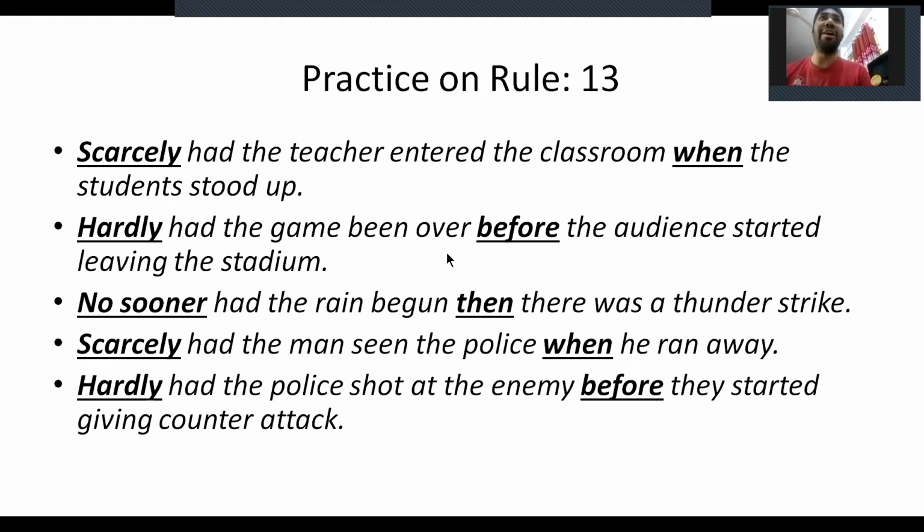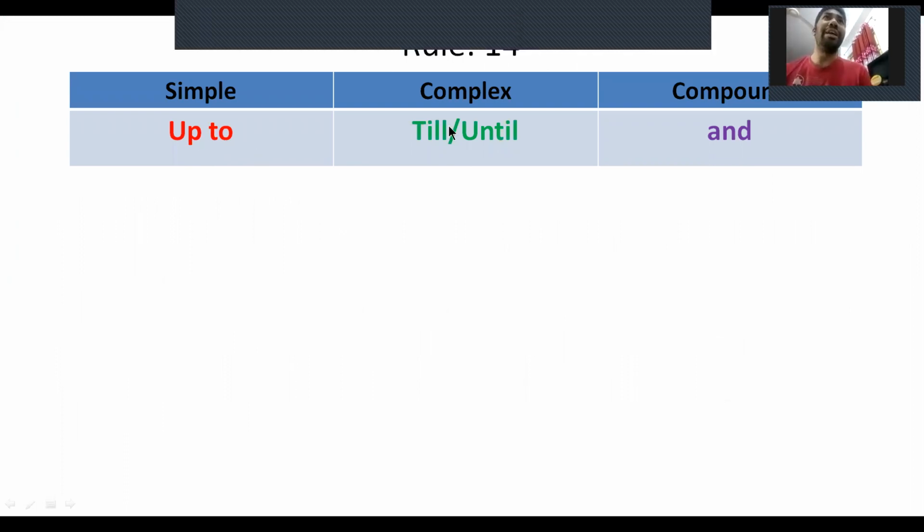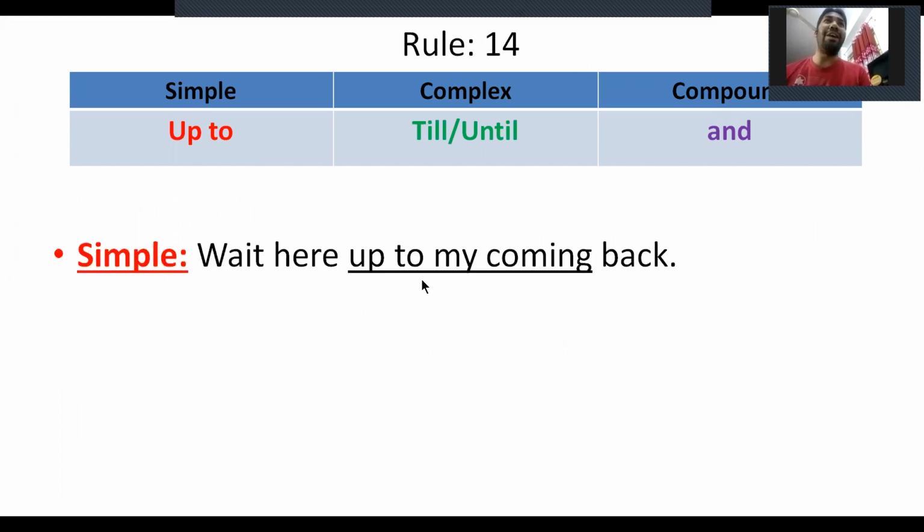Let us move on to the next part, which is on rule 14. In the simple form, we have up to. To make this sentence complex, we need to use till or until, and in compound, we need and. For example, wait here up to my coming back. This is an imperative sentence in which the only subject is you. So the first part begins with a verb, wait. Wait here up to my. This up to is to be changed to till or until to make this sentence complex.